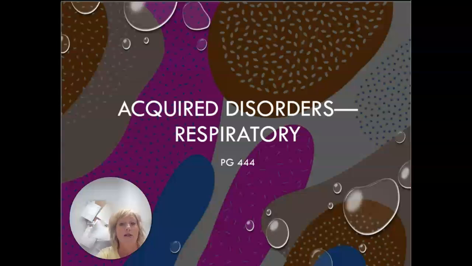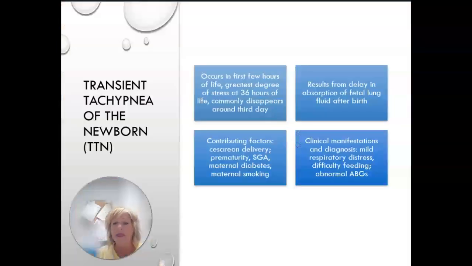So now we're going to look at acquired disorders. These are things that the baby can acquire after they're born. The first one is a pretty common one that we see pretty frequently. It's called transient tachypnea of the newborn. What transient just means is it's a short period of time, but it usually occurs in that first few hours after life. So it's usually going to kind of disappear around day 3, but it kind of makes nurses a little nervous when we have this happen.